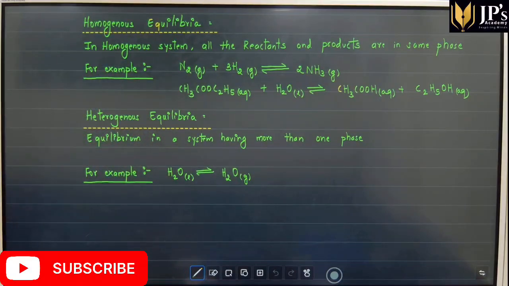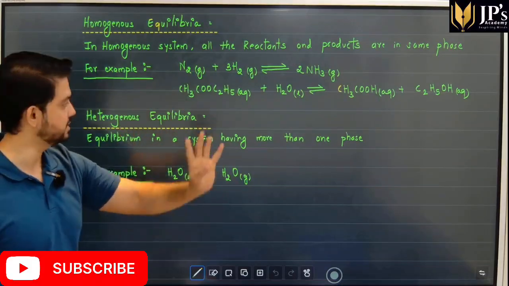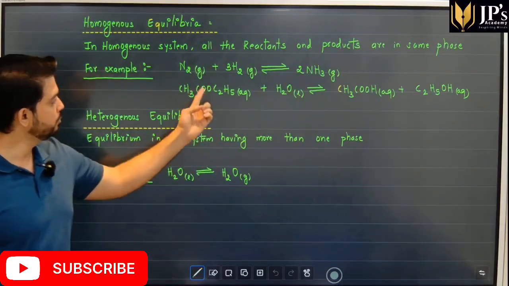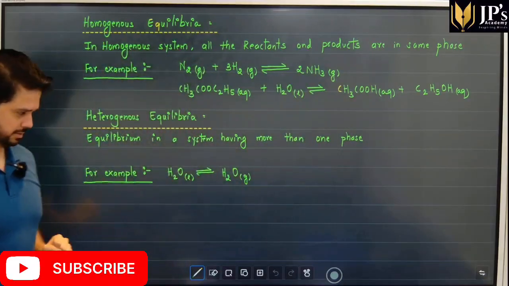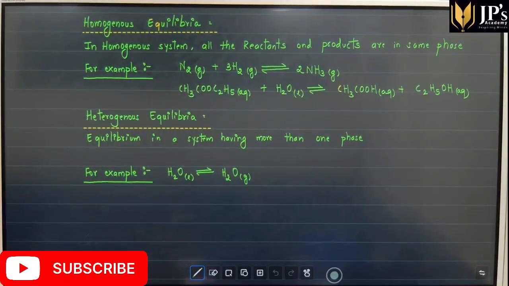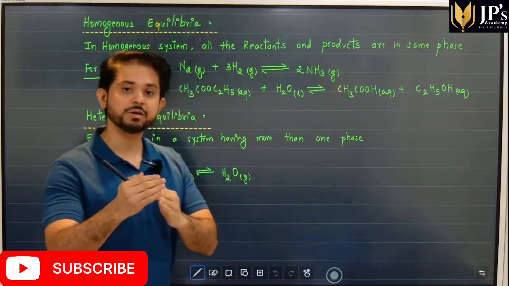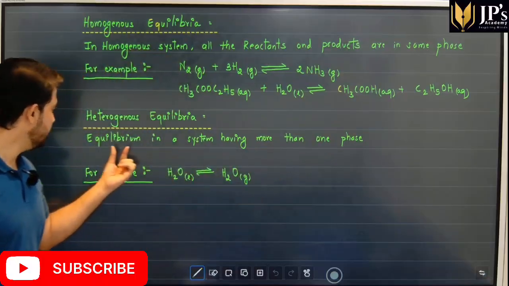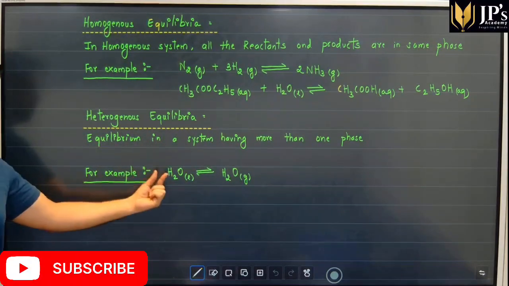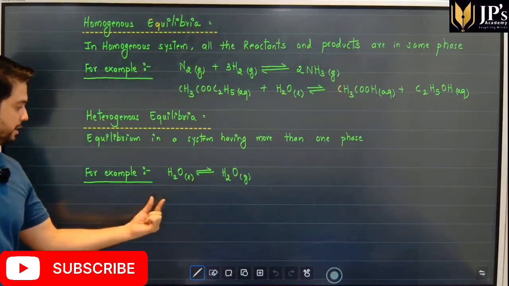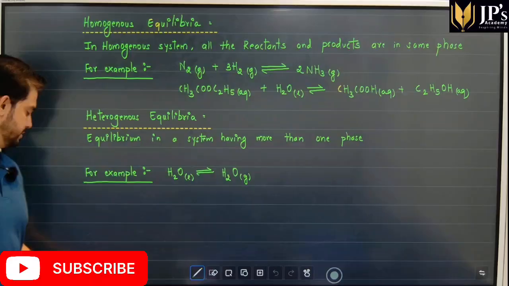Homogeneous equilibrium is when all reactants and products are in the same phase. If you look at these reactions, you will observe that all the reactants and products are in the same phase. What is heterogeneous equilibrium? It is equilibrium in a system having more than one phase. For example, over here from liquid to gas, this is equilibrium between the liquid phase and the vapor phase.